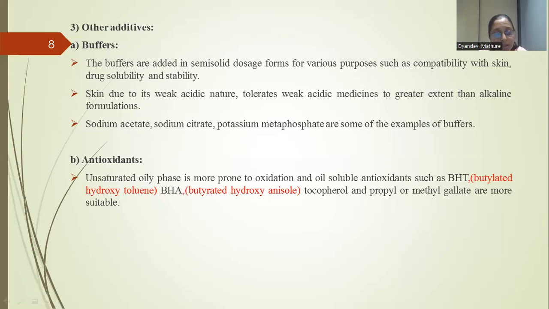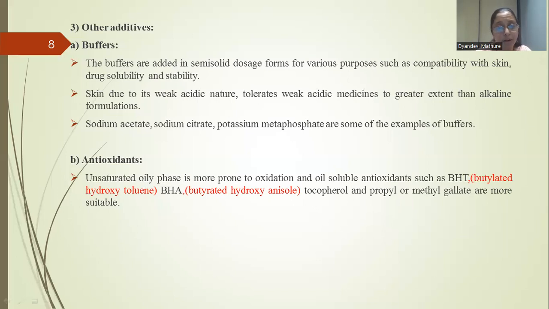So what are these oils? Basically, these oils are prone to oxidation. These oils undergo autooxidation. This oil undergoes oxidation in the presence of moisture and in the presence of oxygen. So it is very important to add antioxidant to prevent the oxidation of your oil.